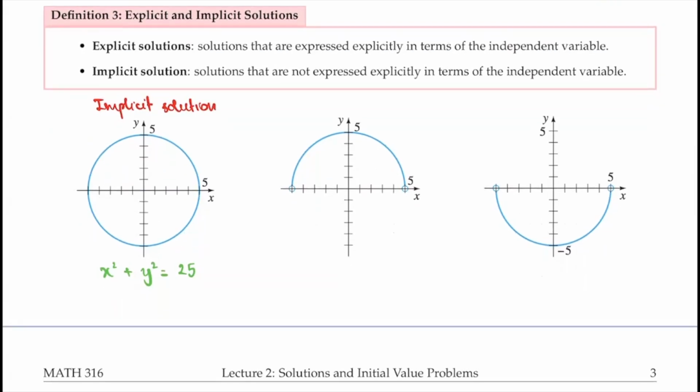In addition to that, you have, of course, explicit solutions. In this case, the circle can be broken down into two different pieces. The top piece has a solution of the form y equal to the positive square root of 25 minus x squared, given that x is between -5 and 5. Because y is written explicitly in terms of the independent variable x, you say that this is an explicit solution.